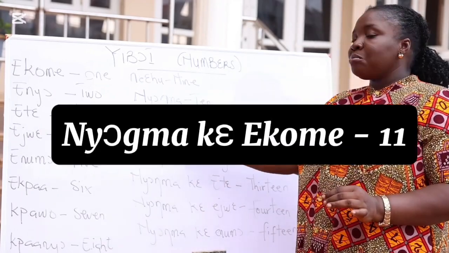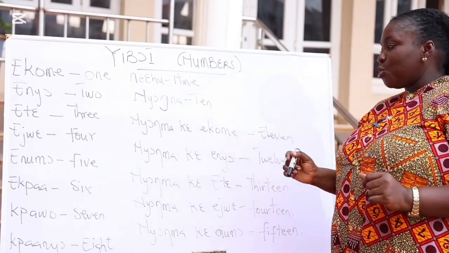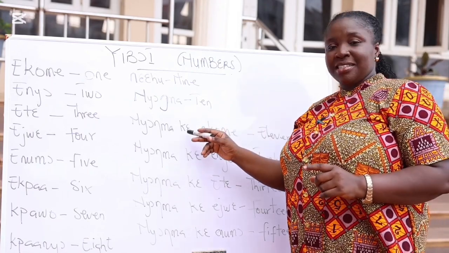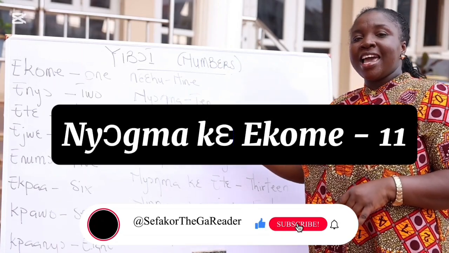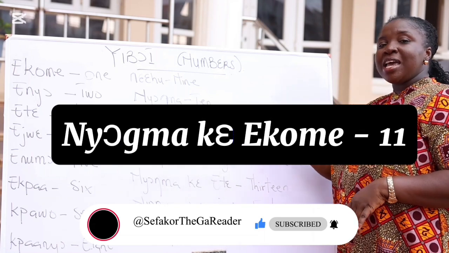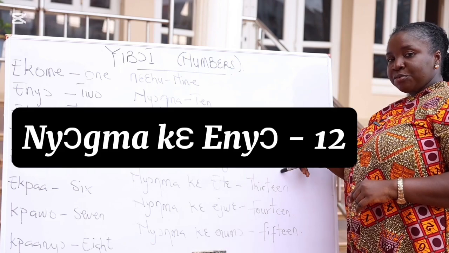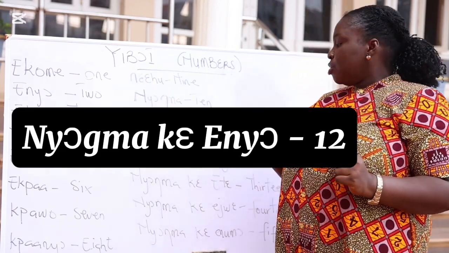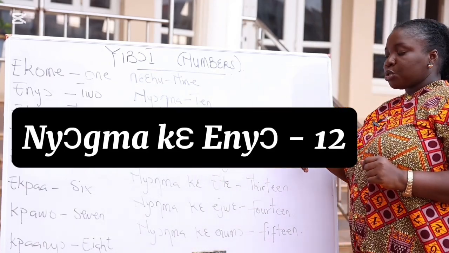So that is Nyongma ke ekome. So in Ghana, this is how the numbers go. Nyongma is 10, and ke means and. Ekome is 1. So Nyongma ke ekome is 11. Nyongma ke enyo is 12. We have already learned that enyo is 2.